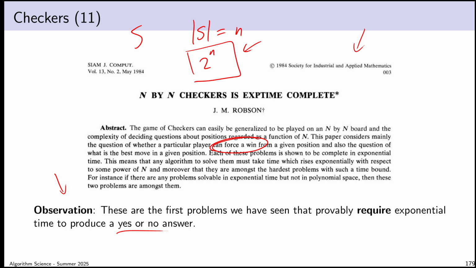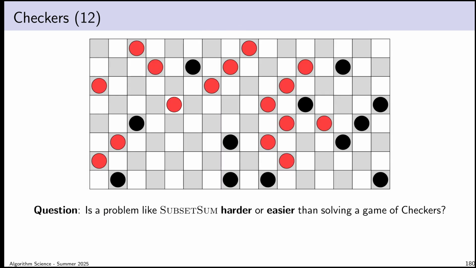What we're talking about here is a decision problem. Here's a checkerboard. Can red force a win or not? Yes or no? This is a yes or no question that has been proven to not be solvable in less than exponential time. So there are algorithmic problems out there that we can prove require exponential time to solve.